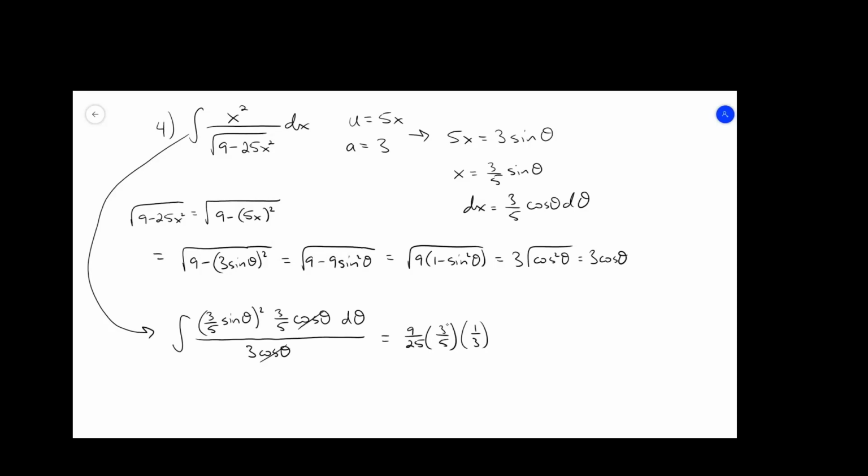So you see what I've done here? 3/5 squared, that's this. 3/5, that's this. 3 in the denominator, that's this. Okay, so I've just taken care of all of the constants, pulled them out of the integral. Now that all the constants are removed from the integral, we can see what other stuff we have left inside that integral. Well, it seems the only thing that we have left now is the sine squared, right? That's it. Sine squared.